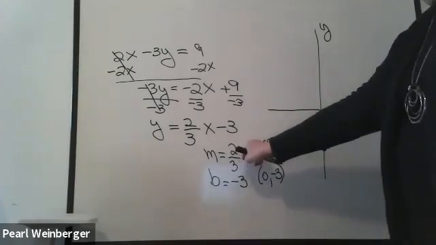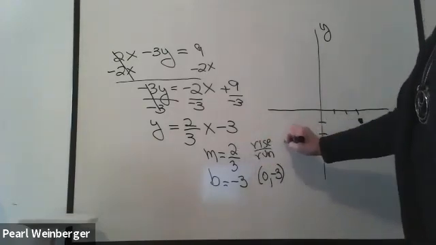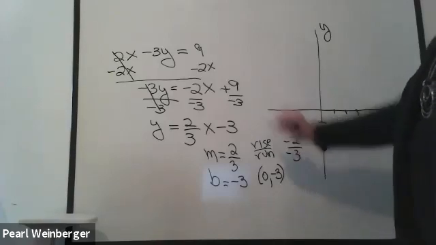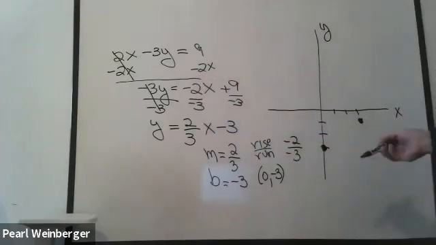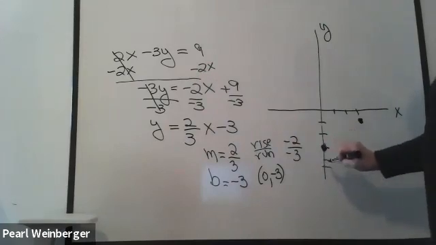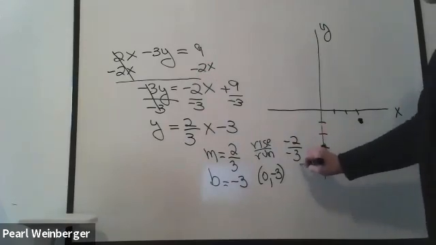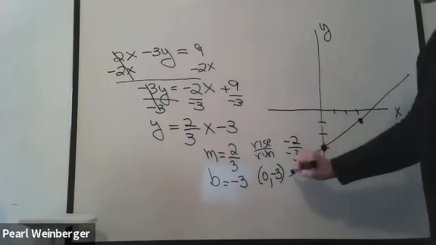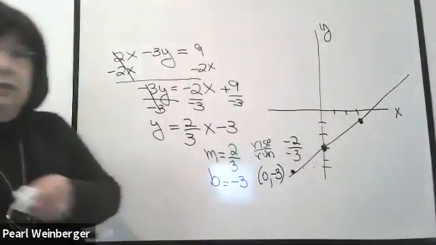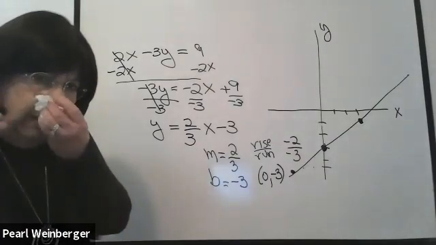I could have also said, well, this is the same as doing -2/-3, because a negative over a negative is positive, which means from this point I could have gone down 2, and -3 means 3 to the left. Now notice these points all line up. There's my line. Is that clearer now? Was it Stacia that was asking that question? Yes, it's clear now.